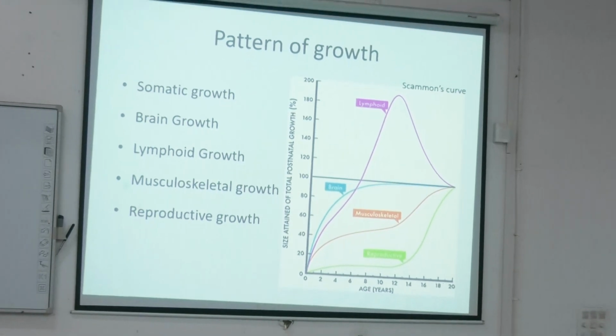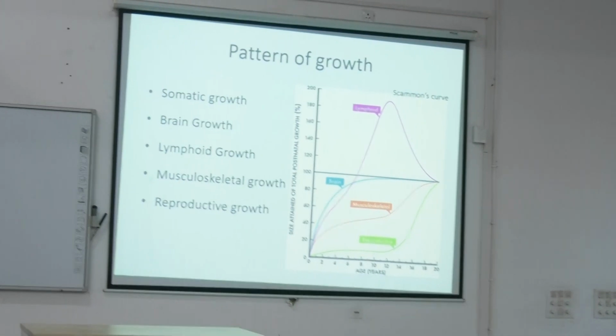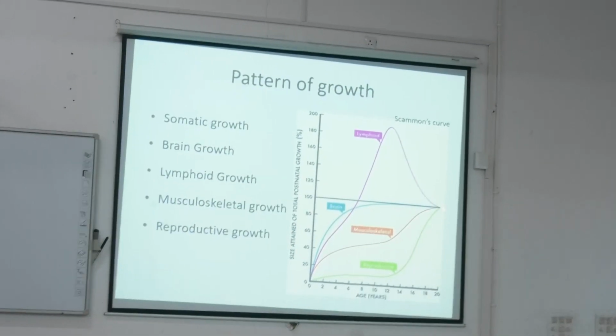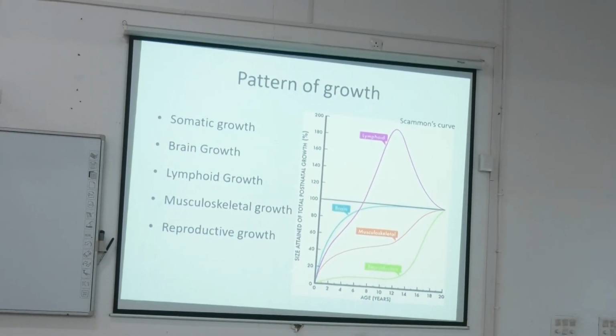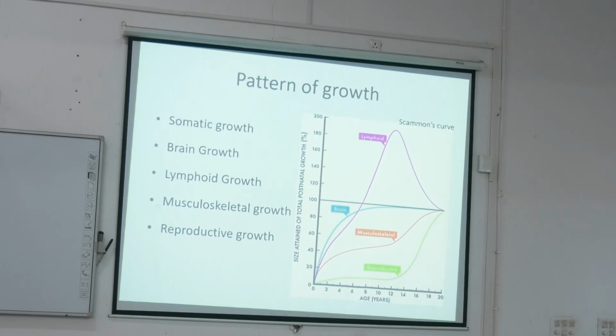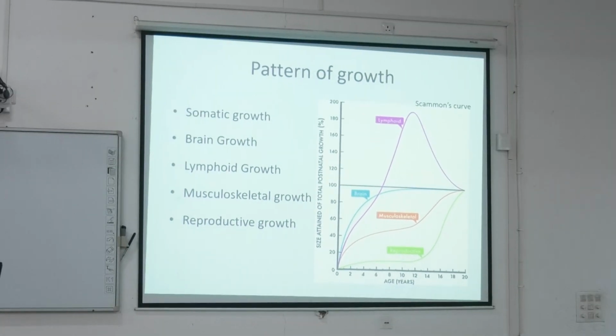So this is the pattern of growth. This was present in the last slide also, last class also. So this is the somatic growth, the musculoskeletal one. This is the brain growth, this is the lymphoid growth, and this is the reproductive growth. First we will remember the pattern.